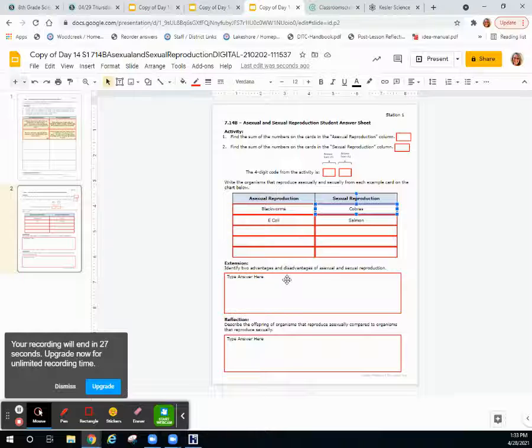Again, you will identify two advantages and disadvantages of sexual and asexual reproduction in your extension. And then in your reflection, you'll describe offspring of organisms that reproduce asexually compared to organisms that reproduce sexually. It's really important to think about how having diverse genes and being able to adapt benefits an ecosystem and a species to help it survive over time.